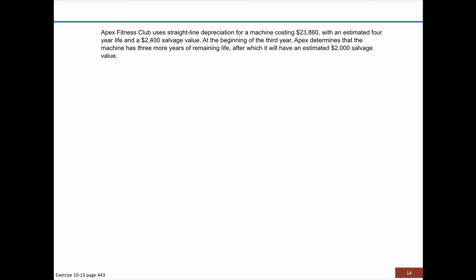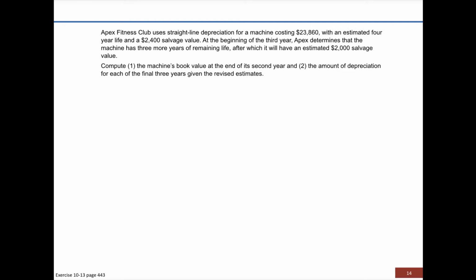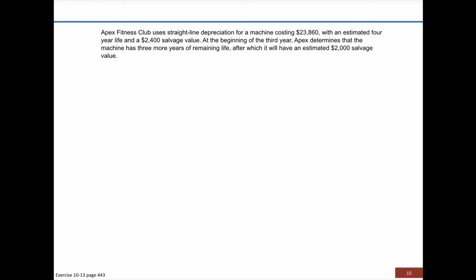All right, straight line depreciation, 4-year life, $2,400 salvage value. Beginning of the 3rd year, okay, so this is a revising of an estimate, right? So we said initially it was going to be a 4-year useful life. We had 2 years go by, and we're saying now instead of 2 years left, we're going to have 3 years left of useful life. Okay, so at that point in time when we decide to make the change, we will take the book value at that time.